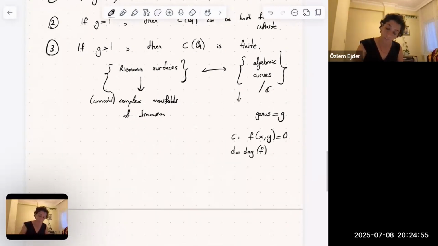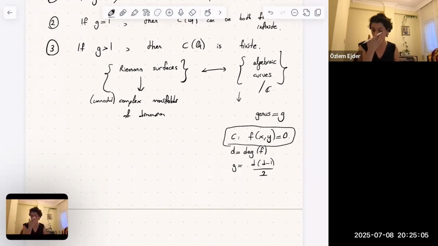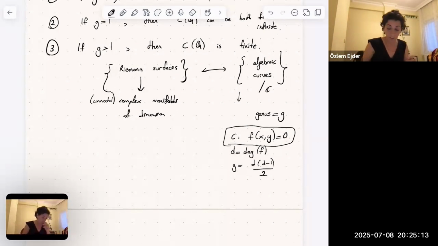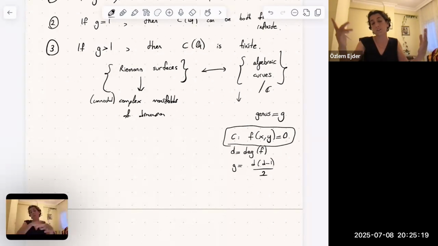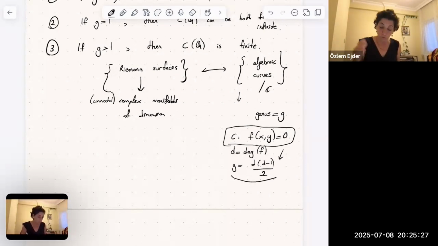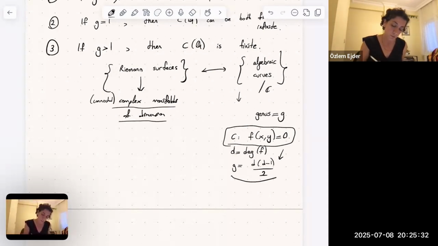and then you can define the genus as d times d minus 1 over 2. But you just have to make sure that this polynomial defines a smooth curve, which just means that you have to look at the partial derivatives at every point and make sure that they don't both vanish. Or in other words, you can also think of it as you have some curve, and at every point you want a tangent line. And so then you can easily describe this algebraically in this form. That's your genus.